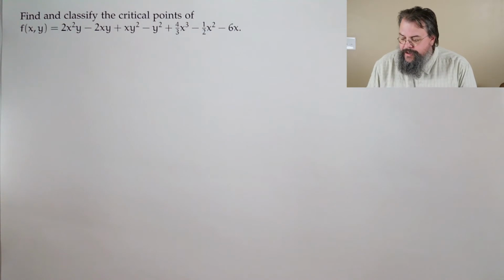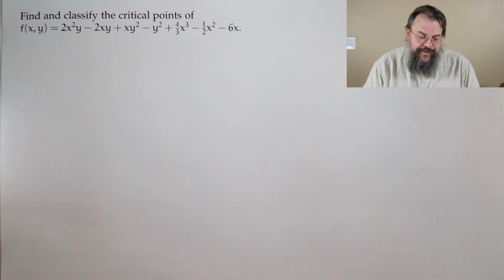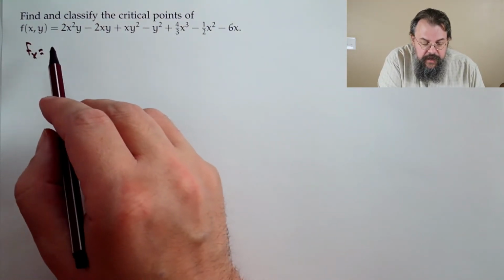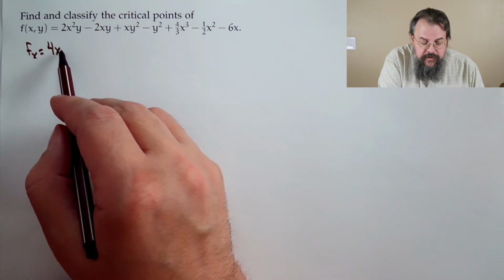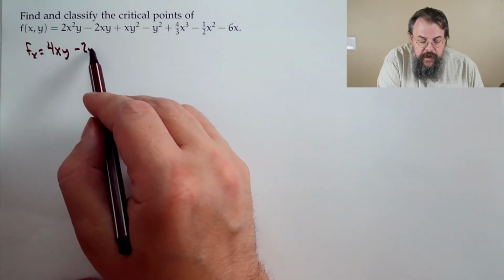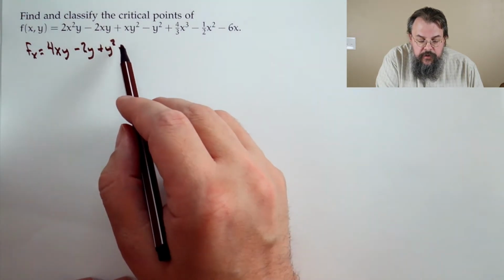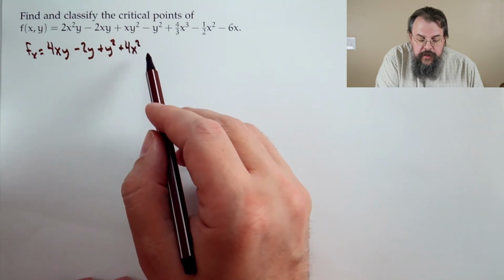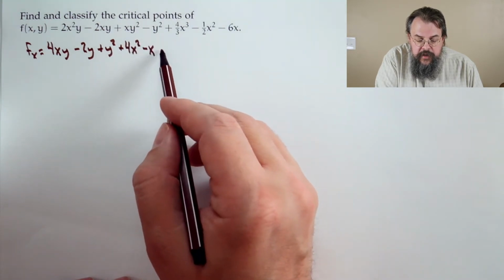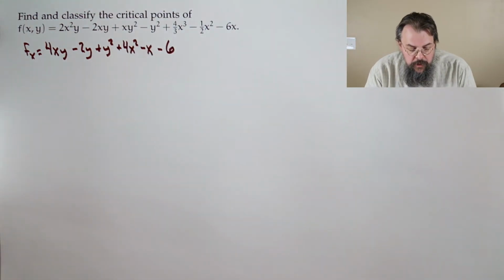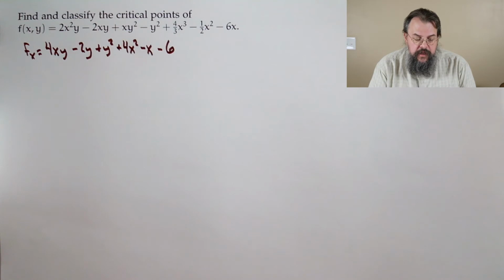Interesting. Well, let's begin. It's pretty much better than not beginning, right? So we start with our partial derivatives. F sub x: take the derivative of everything with respect to x. 4xy minus 2y plus y squared plus 4x squared minus x minus 6. Oh my goodness. That is a lot of stuff there.